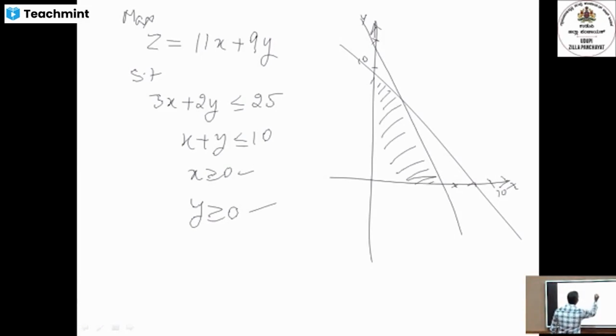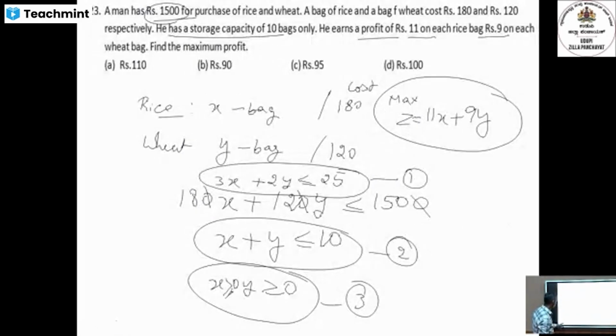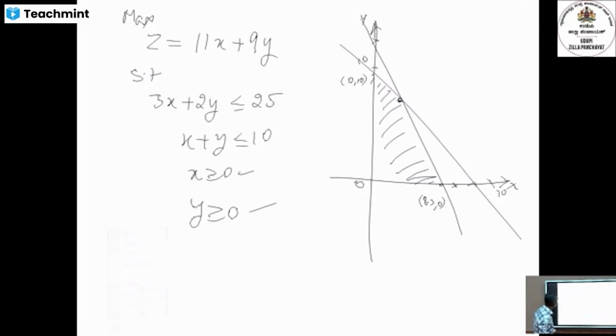So you can see that this point is nothing but (0, 10). And this point, from the second equation, is (8.3, 0). And this is another point of intersection. In this type of problem, usually we have the maximum or the minimum at the point of intersection of these two conditions. So what is that point? Let's go back to the answer. Unfortunately, there is no such point in the answer options. We have to solve these equations.